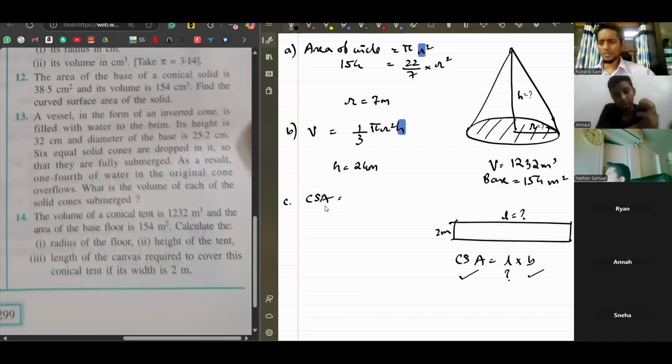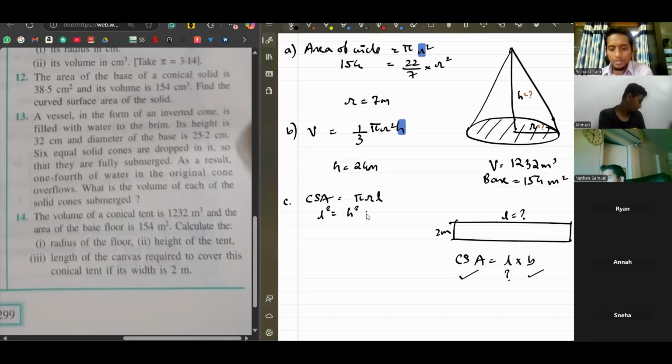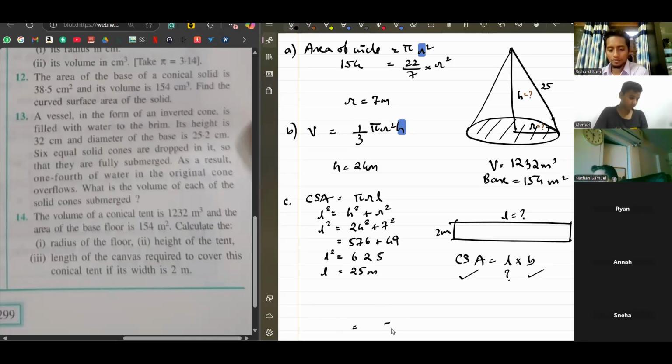What's the formula for curved surface area? Pi RL. So first you have to find L. L square is equal to h square plus r square. Pythagoras formula. Now we have to find the curved surface area.